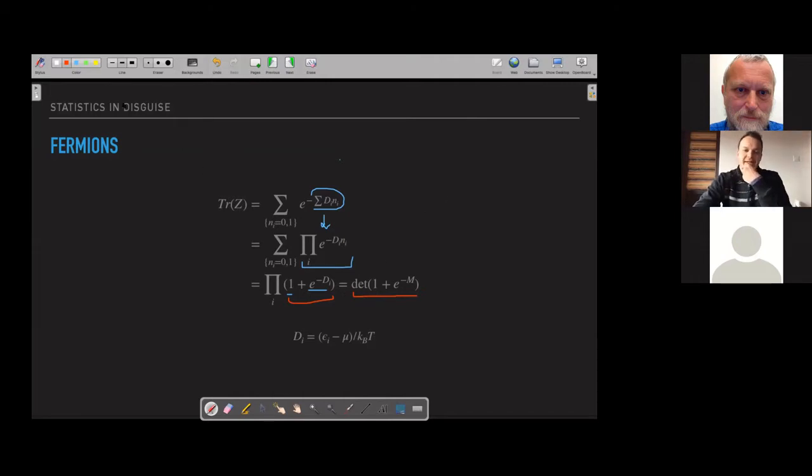So the last line here is true because we have just found that this is the product of the eigenvalues. So this is the matrix 1 plus exponential minus d_i, and this is the eigenvalue of the matrix, and the determinant of a diagonal matrix, right? Because this is now a diagonal matrix. If you calculate the determinant, then it will be just the product of the eigenvalues on the diagonal.